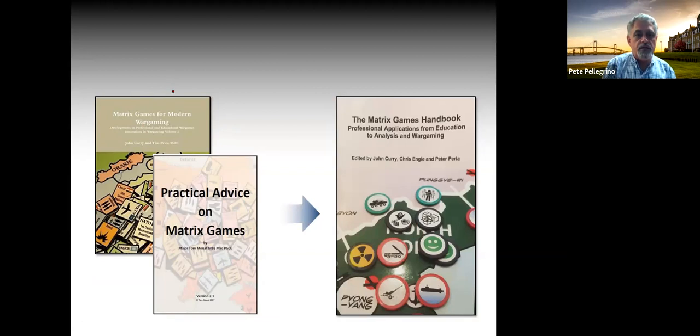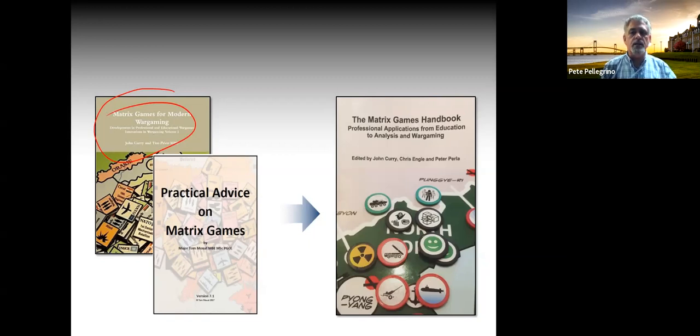The original edition, right here, Matrix Gaming for Modern Wargaming by John Curry and Tim Price, which is part of a series of innovations in wargaming. That was volume two. Now, Tom Mouat, Major Tom Mouat with the British Army, is by far one of the very best, if not the best, matrix game designer and facilitator out there. And he's been doing matrix games for both professional and entertainment purposes for 25 plus years. And he put together a little pamphlet.